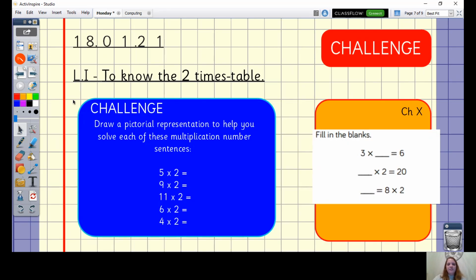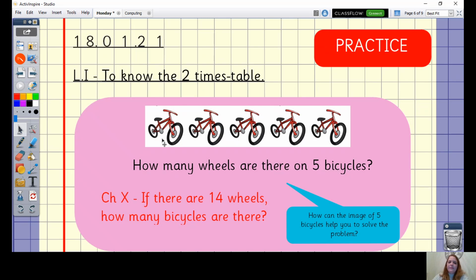So let's have a look at the answers together then. So I'm going to count in 2s to help me find the answer to this question. I'm going to count 2, 4, 6, 8, 10. Okay, so there are 10 wheels on 5 bicycles. And if I wanted to write that as a multiplication number sentence, my multiplication number sentence would be 5 multiplied by 2 equals 10, because I have 5 groups of 2.